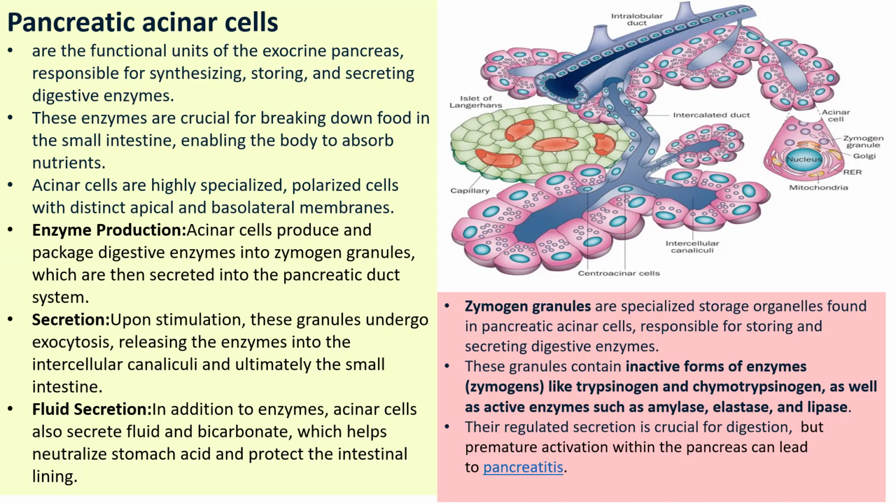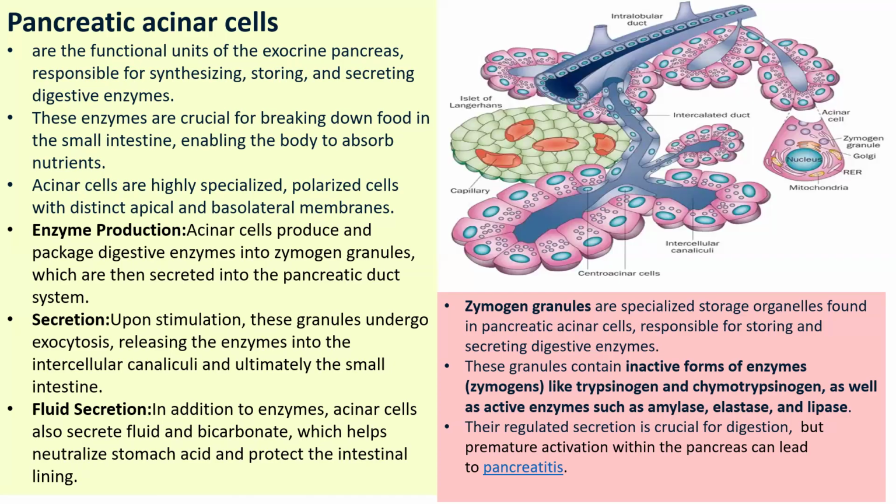Very important point. The zymogen granules of the acinar cell hold different types of enzymes, which are transferred to the small intestine with the help of the pancreatic duct. In addition to enzymes, the acinar cell also secretes fluids and bicarbonates. These help to neutralize the stomach acid and also protect the intestinal lining.